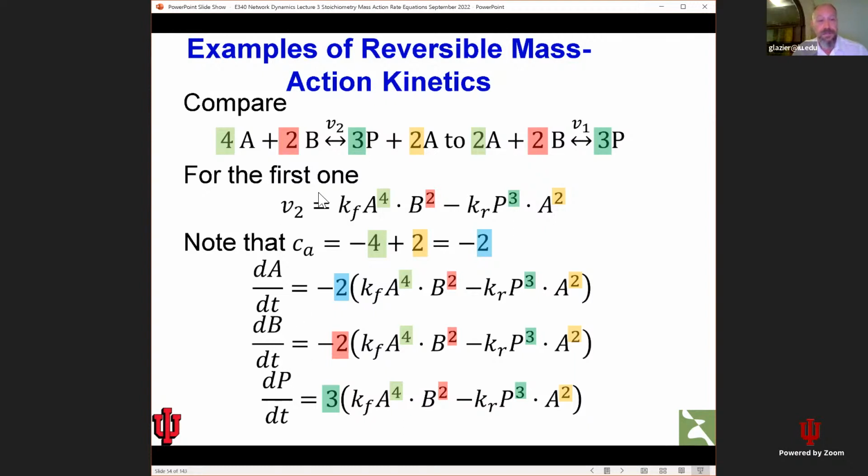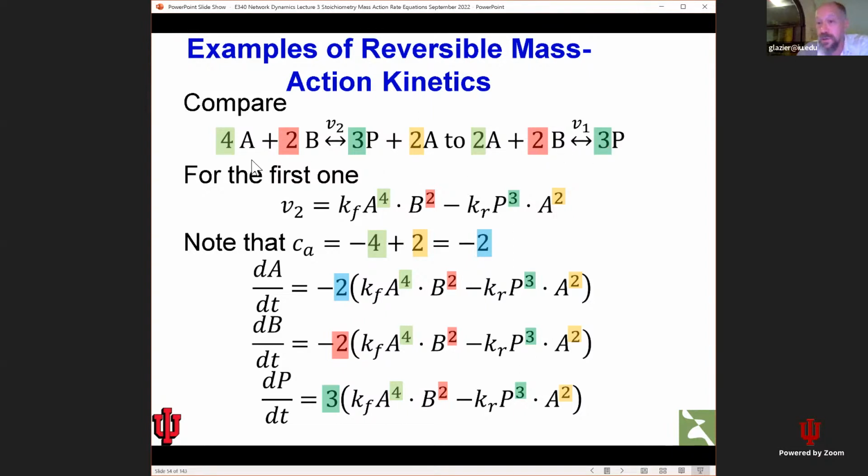In this case, I have 4A plus 2B goes to 3P, and I'm going to compare it to 2A plus 2B goes to 3P. So the only difference is that A shows up 4 times in the first one and 2 times in the second one. For the first one, that means that the forward rate goes like A to the 4th. The backward rate doesn't care, it's the same. Oh, sorry, I'm talking myself in a circle. Let me do that again. I have 4A plus 2B goes to 3P plus 2A. I lost my 2A. And I have 2A plus 2B goes to 3P.